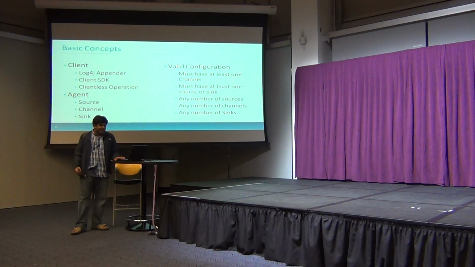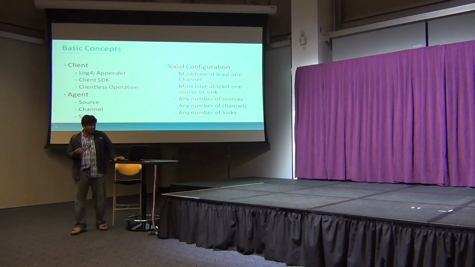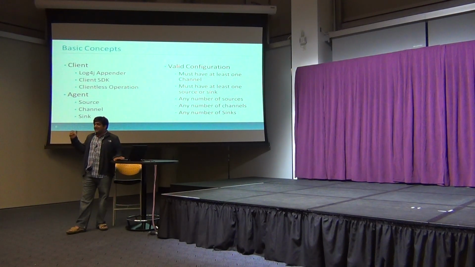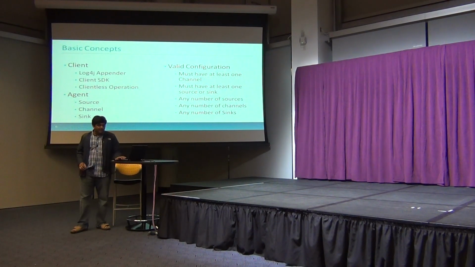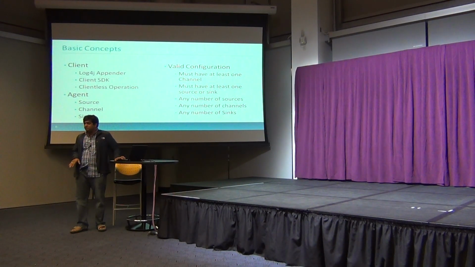Now, a Flume agent has three major components. There are minor ones in between, but the major ones are the source, channel, and sink, as we saw in the last picture. When a Flume agent is configured, Flume does a minimal syntactical validation, and each agent really must have one source and one sink attached to a channel. You could have any number of sources, any number of sinks, and any number of channels.